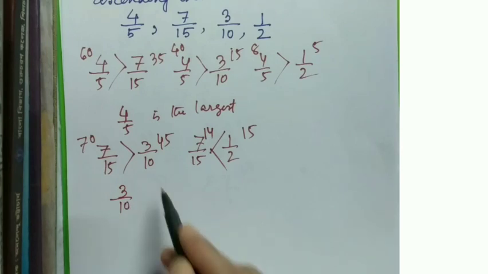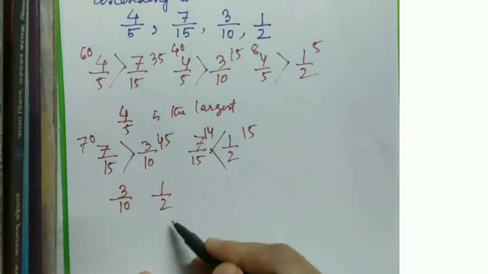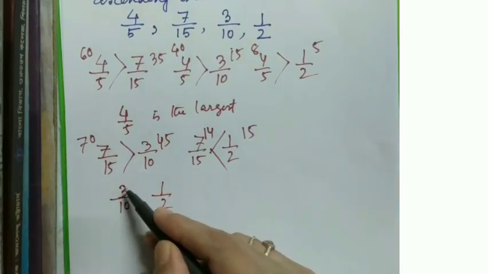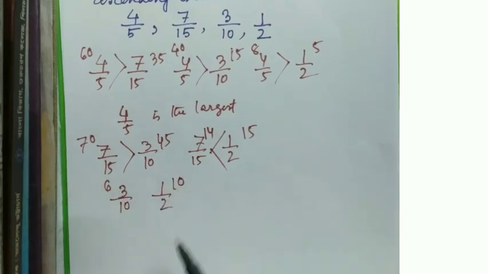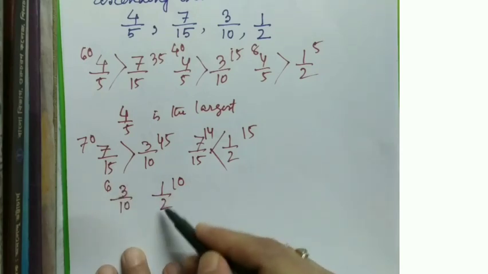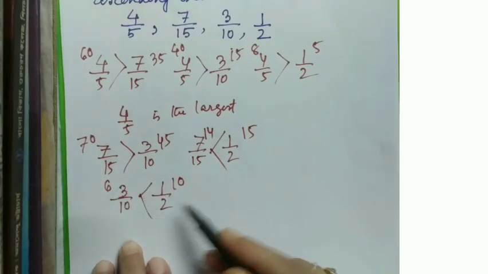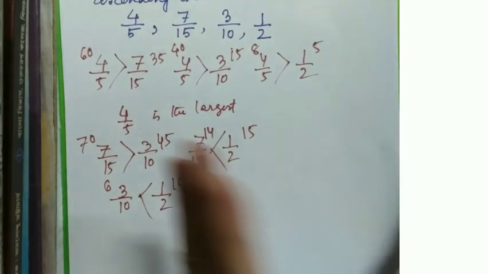3 by 10 and half. You see, again I am starting with the numerator of the first fraction. 3 twos are 6, 10 ones are 10. Which one is greater? 10 is greater than 6. That means half is greater than 3 by 10. Now you tell me what is the sequence.